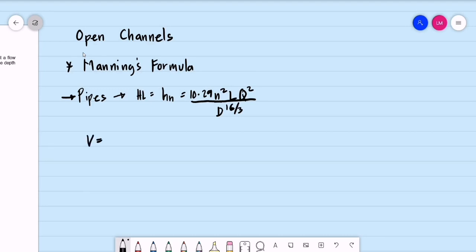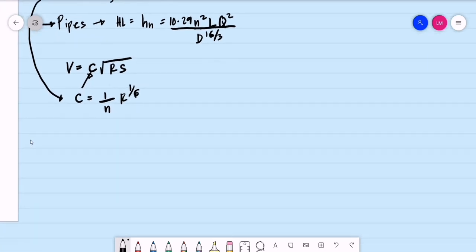So the formula for velocity from Chezy is C times the square root of R, that is the hydraulic radius, multiplied by the hydraulic slope. Then Manning introduces the equivalent of C. The equivalent of C is 1 over the roughness coefficient times the hydraulic radius raised to 1 over 6. Then all we have to do is substitute this value of C into Chezy's formula.